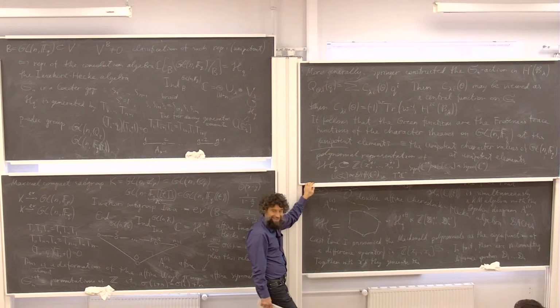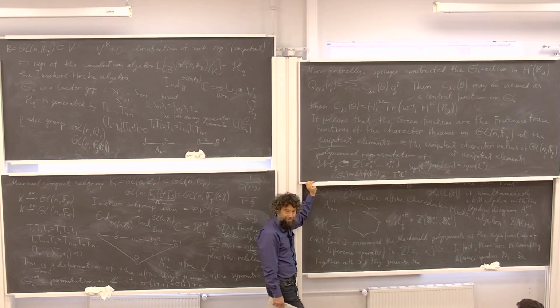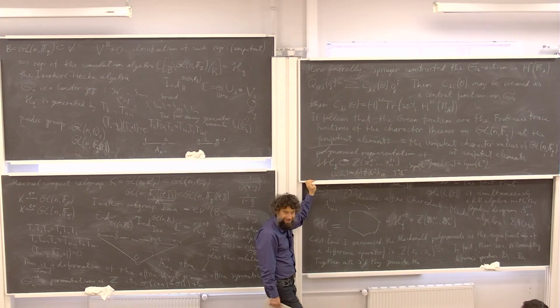So many things are related to each other, but you have to somehow learn them in arbitrary order, and then you'll be happy that they are related. But you have to start with something, and I propose to start with Macdonald polynomials. That's what we'll do next time.